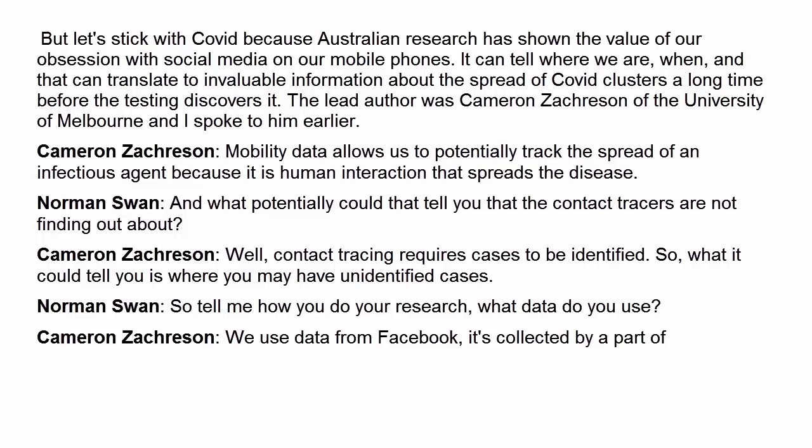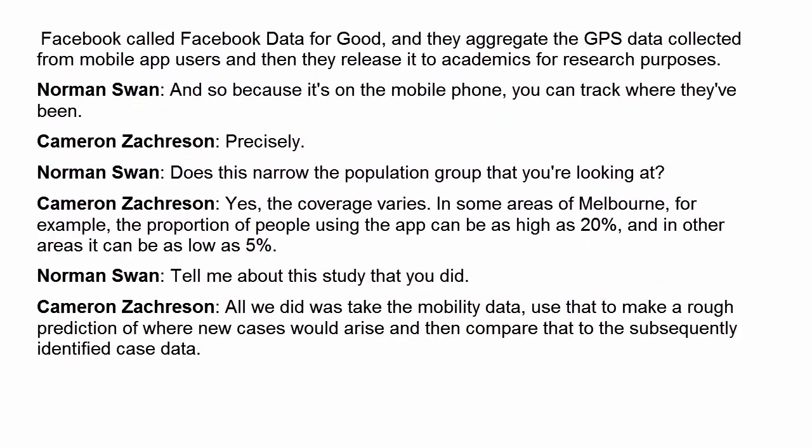We use data from Facebook. It's collected by a part of Facebook called Facebook Data for Good, and they aggregate the GPS data collected from mobile app users, and then they release it to academics for research purposes. And so because it's on the mobile phone, you can track where they've been? Precisely. Does this narrow the population group that you're looking at? Yeah, the coverage varies. In some areas of Melbourne, for example, the proportion of people using the app can be as high as 20%, and in other areas it can be as low as 5%.